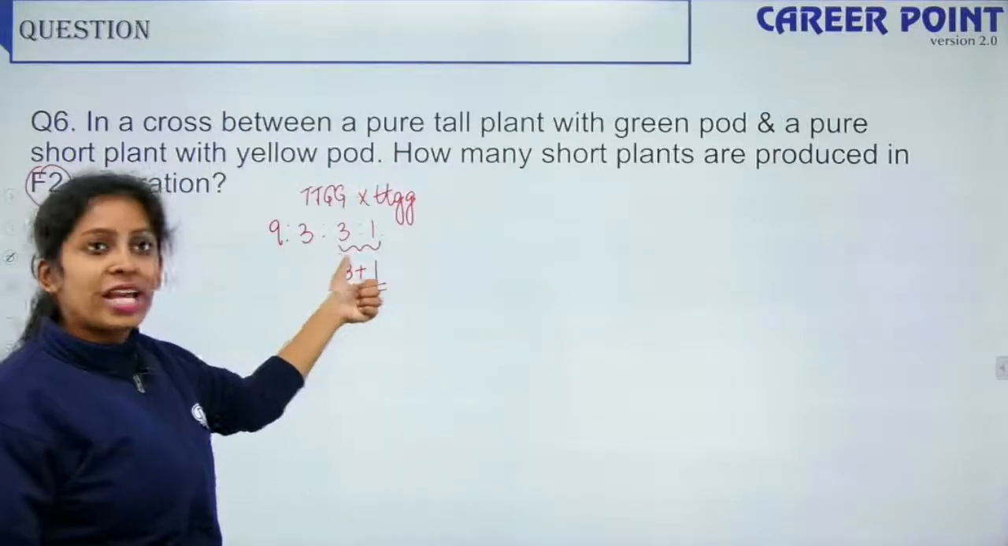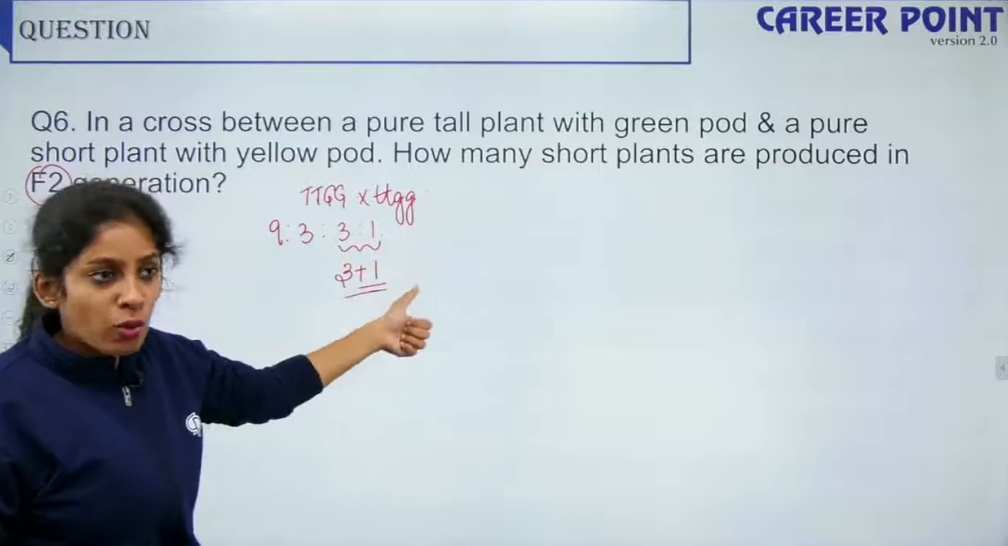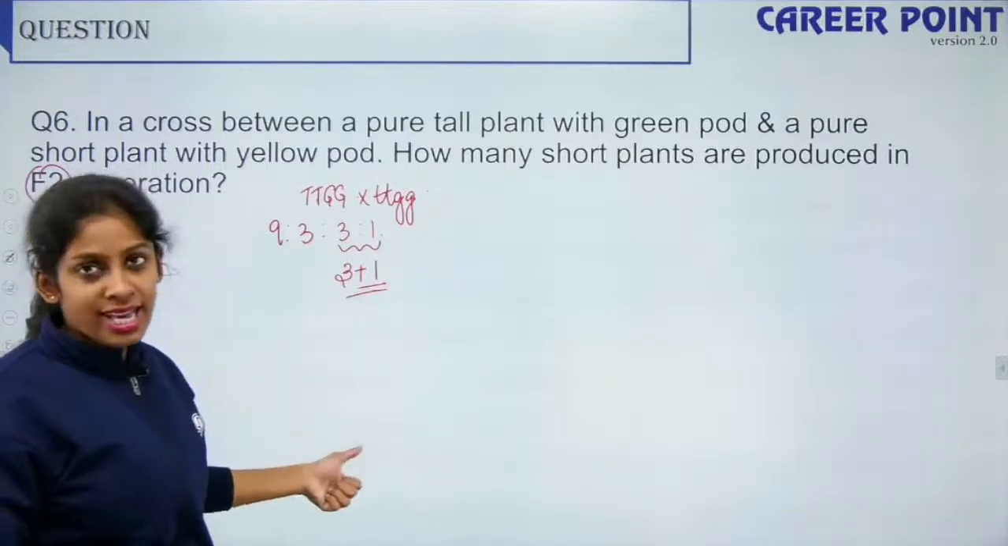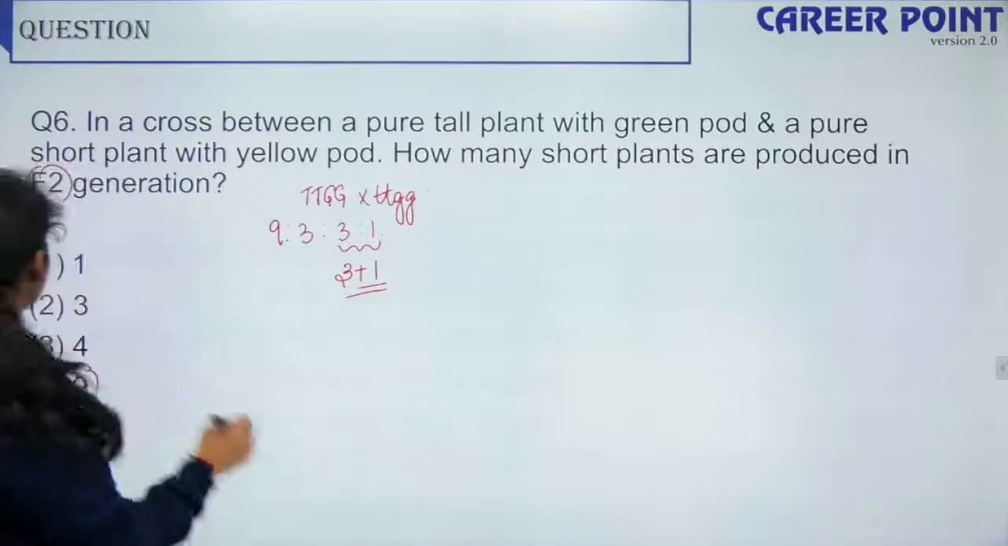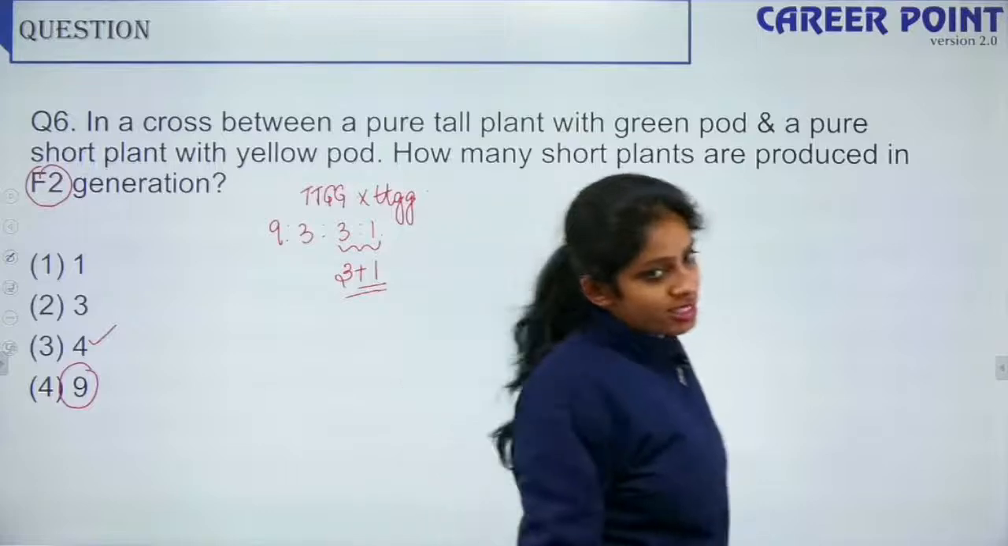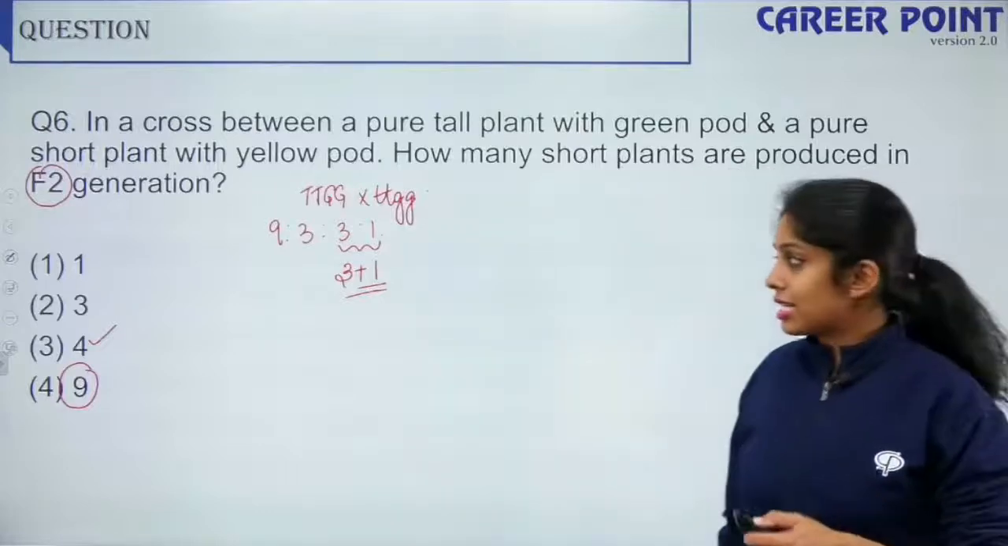So here in 9:3:1, 3 plus 1 are the recessive ones of the first character, that is height. So here the right answer will be option 4, not option 5. Yes, Nishrag, no issues, but please learn it.